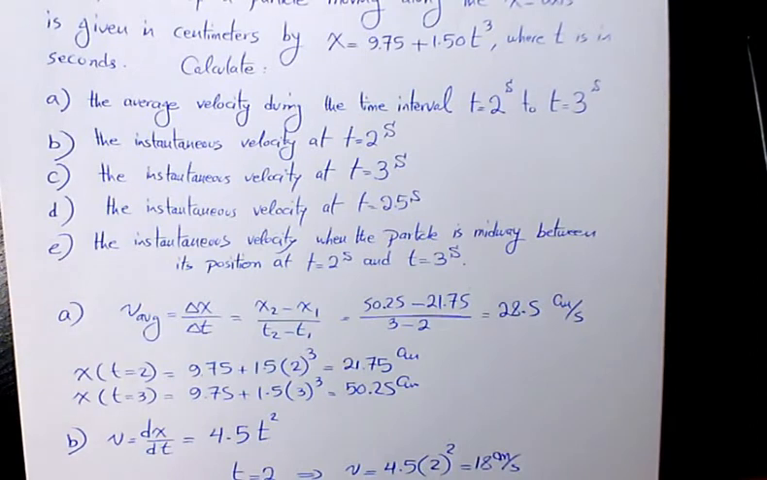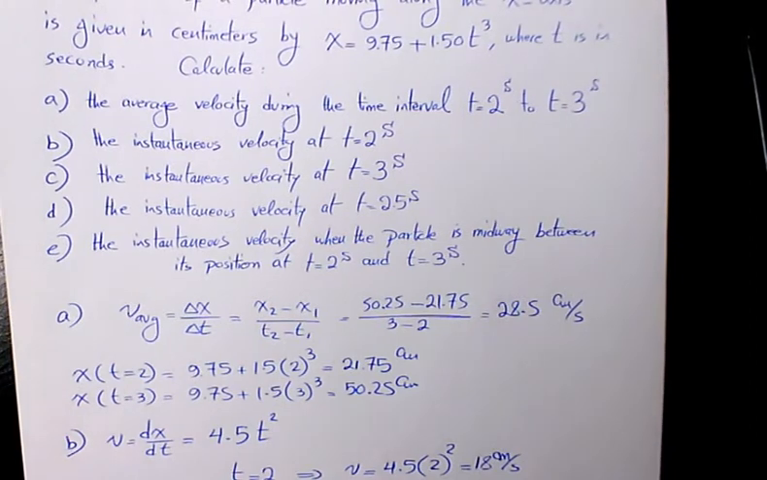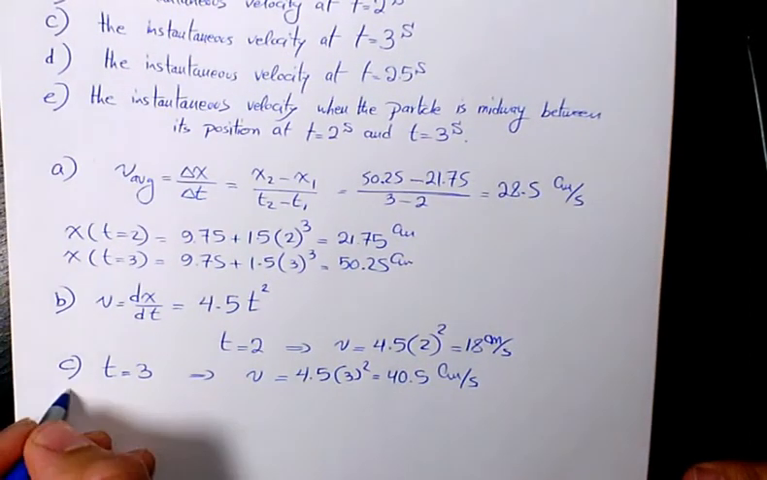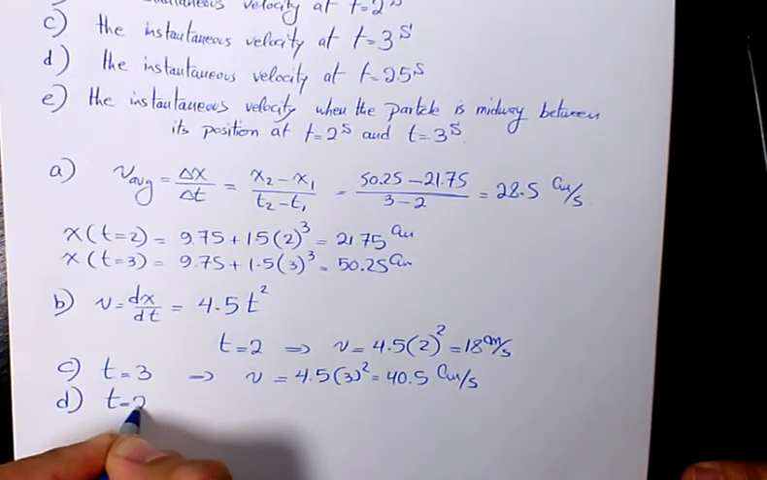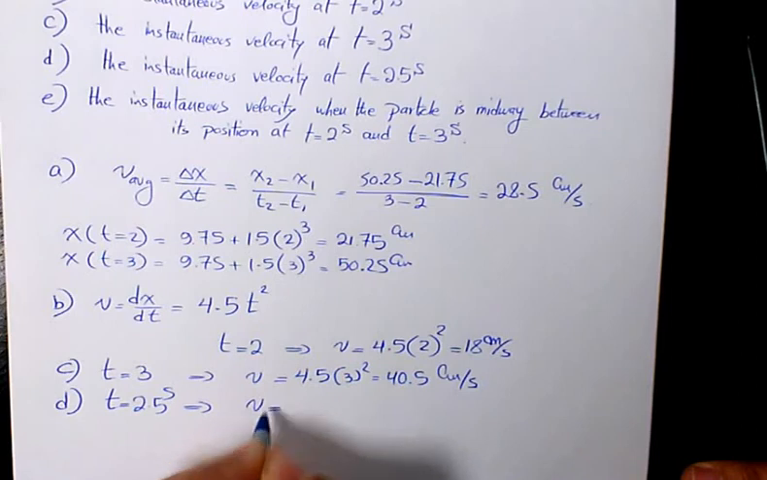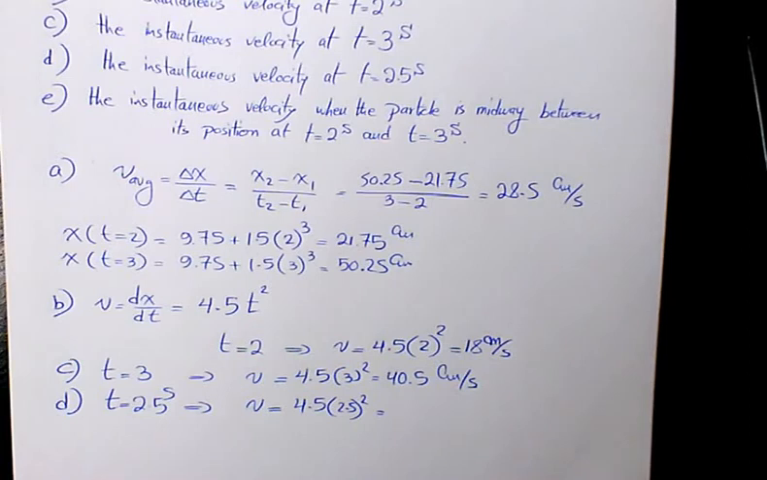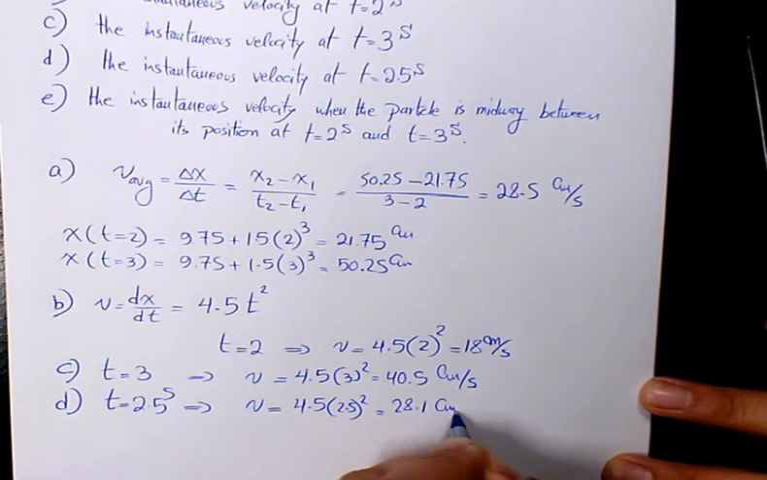At t equals 3, we do the same thing. Velocity will be 4.5 times 3 to the power of 2, which is 40.5 centimeters per second. Next is t equals 2.5 seconds. Just sub it in again: 4.5 times 2.5 to the power of 2, which is 28.1 centimeters per second.